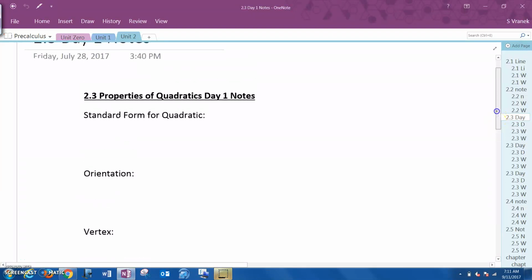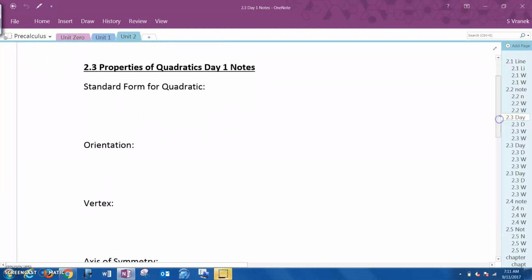Okay, class, now we're going to move on to quadratics for today. And the standard form of a quadratic is y is equal to ax squared plus bx plus c, where a, b, and c can be numbers or coefficients.